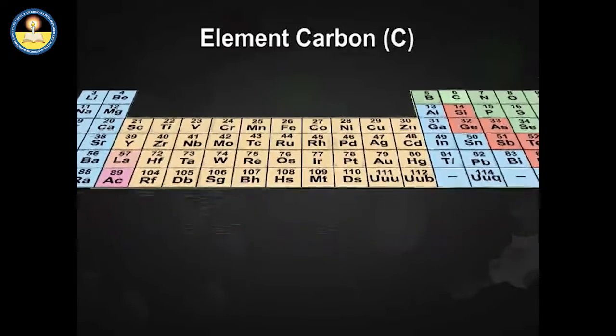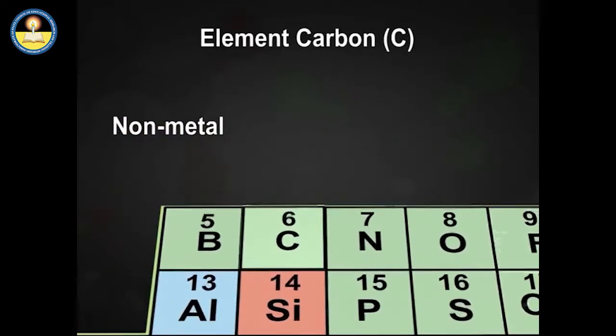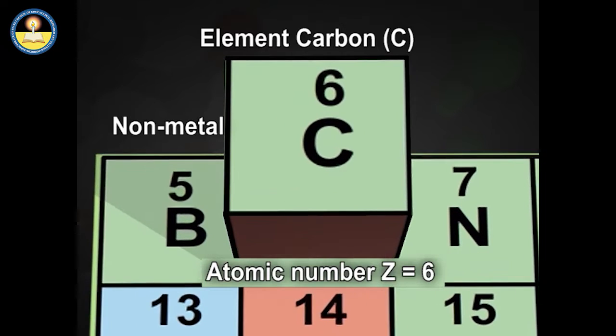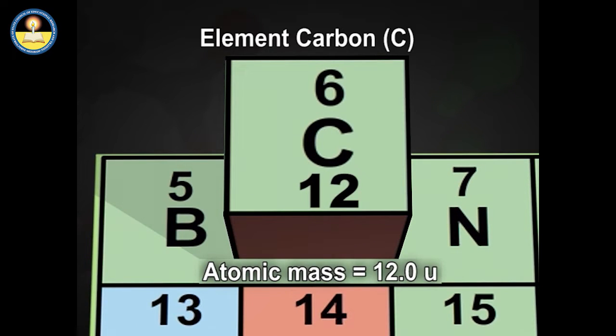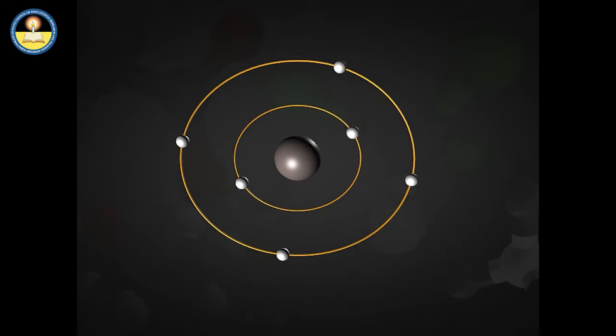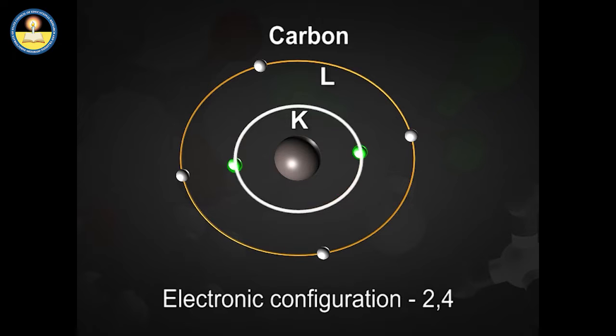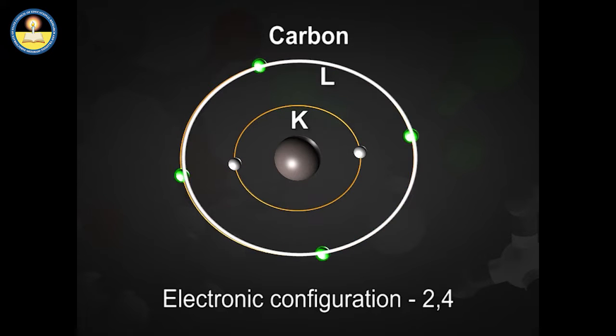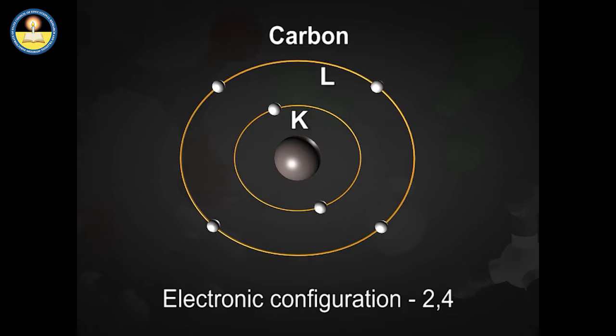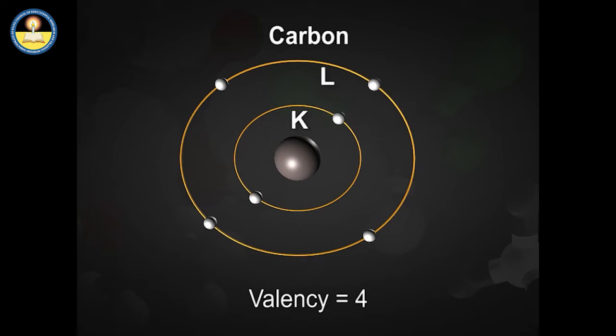The element carbon, C, is a non-metal with atomic number Z equal to 6. Its mass number is 12. Its atomic mass is taken as 12 u. The electronic configuration is 2, 4, which means it has 2 electrons in the K shell and 4 electrons in the L shell. Since it has 4 electrons in the outermost shell, that is the L shell, its valency is expected to be equal to 4.